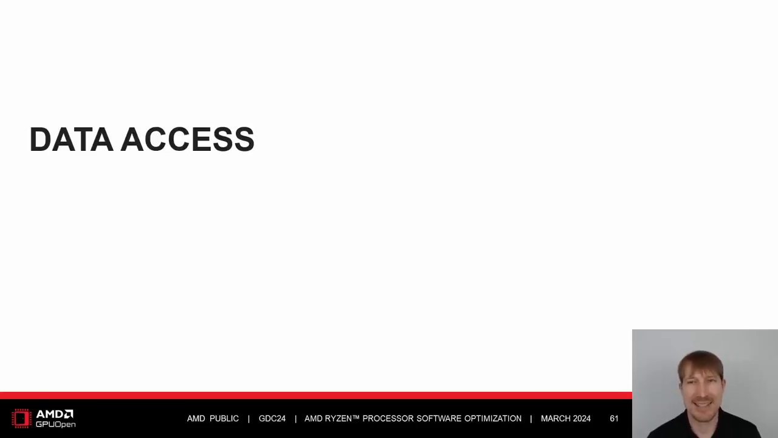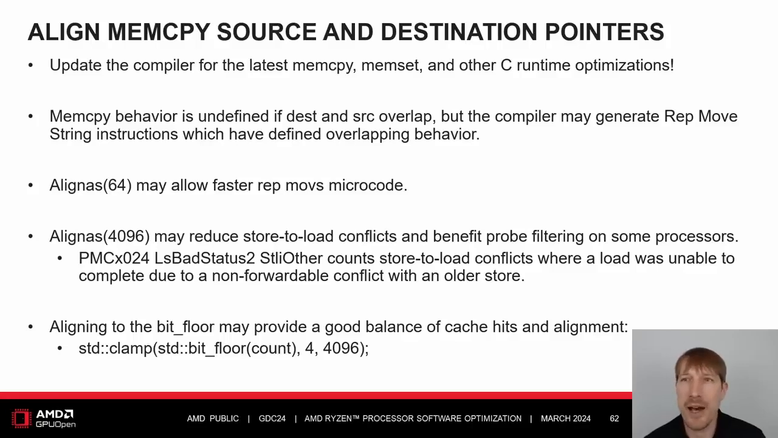Data access. Update your compiler for the latest memcpy, memset, and other C runtime optimizations. Memcpy behavior is undefined if the destination and source overlap. However, the compiler may generate rep movs string instructions which have defined overlapping behavior. An alignas 64 may allow for faster rep movs string microcode. An alignas 4096 may reduce store-to-load conflicts.